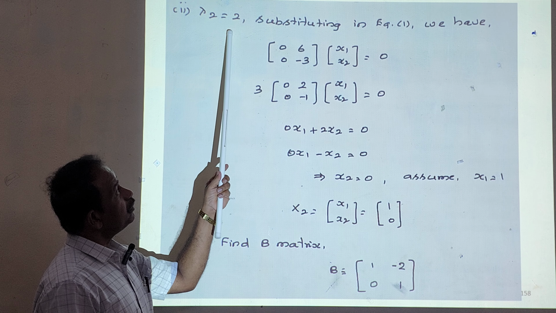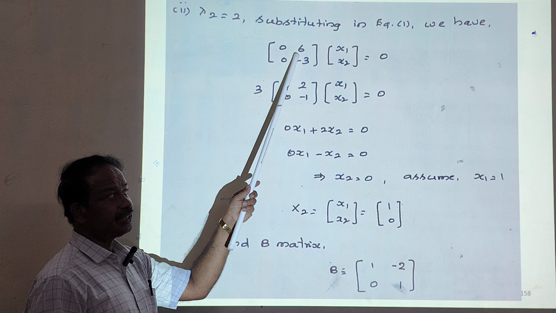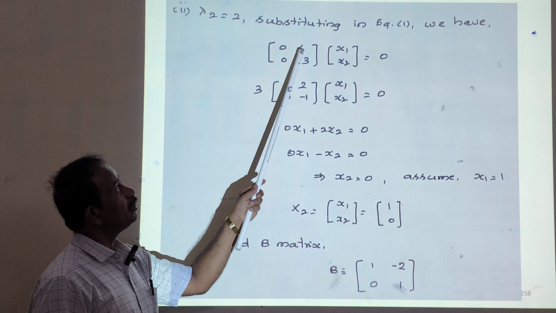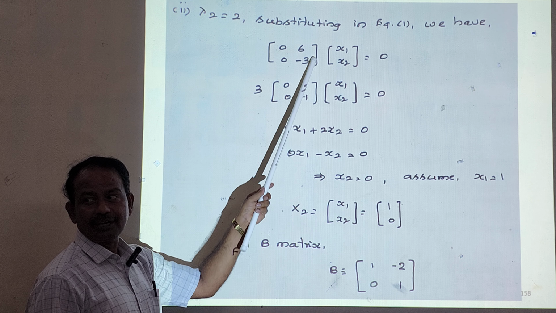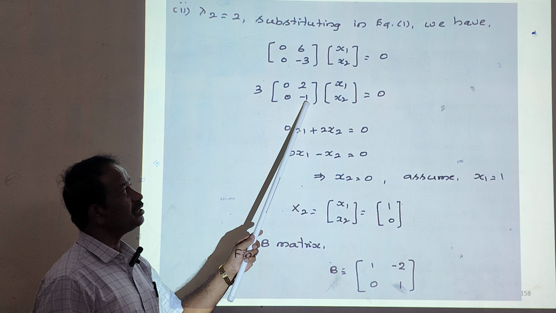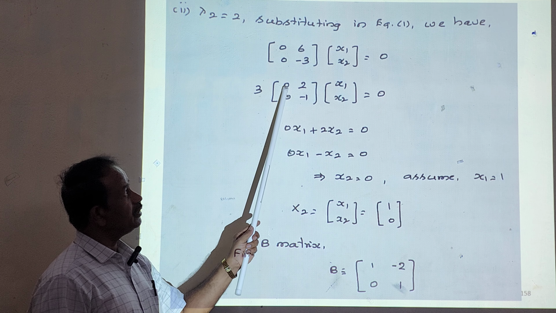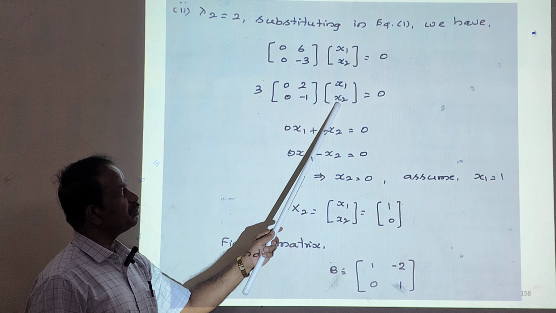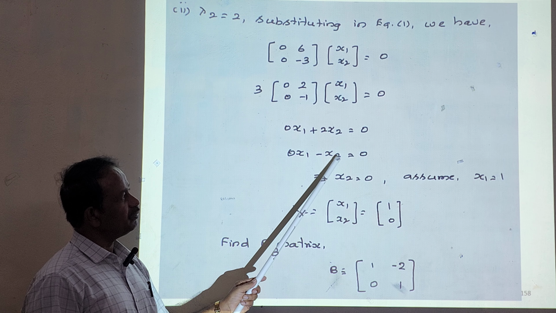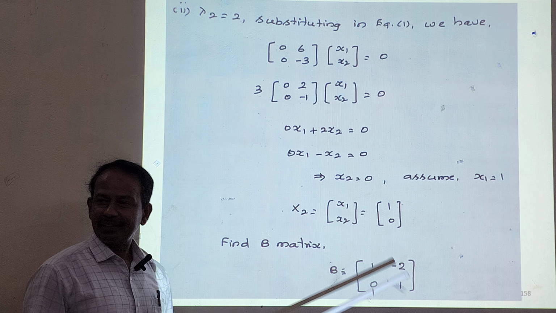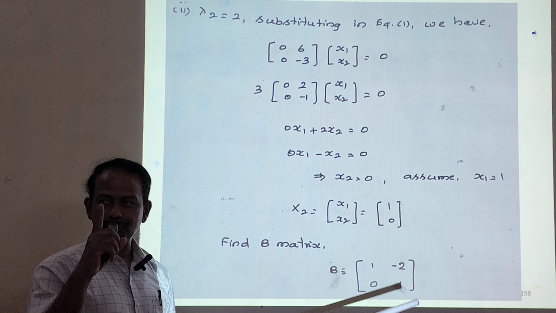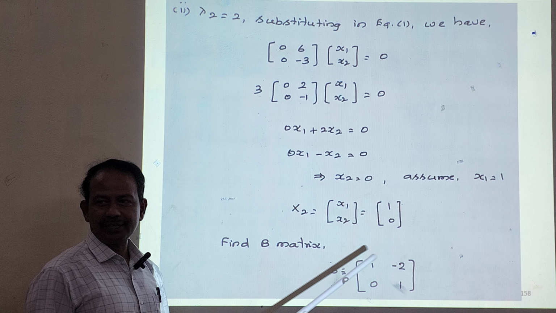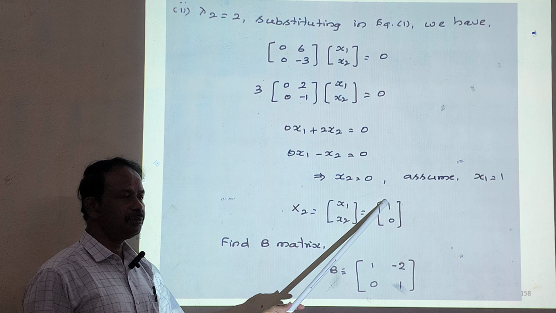For the second eigenvalue, use (A minus lambda I) x equal to 0 and here it is 3, you can pull 3 out. So this becomes 2, this becomes minus 1, and you have 0 multiplied by x1, 2 multiplied by x2. So if x2 equal to 0, x1 also will be 0, so we have to assume 1. So this becomes 1 and 0. So X2 will be 1, 0.